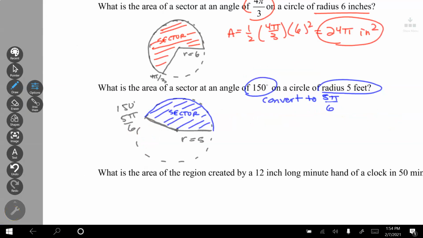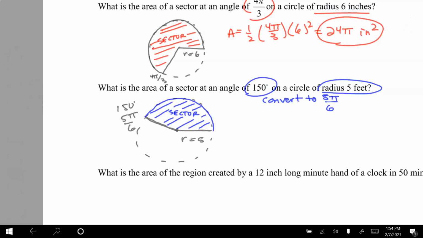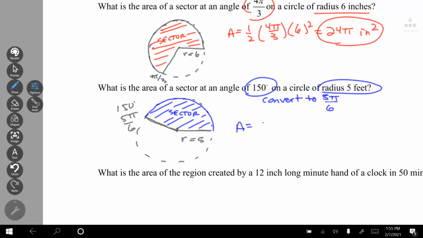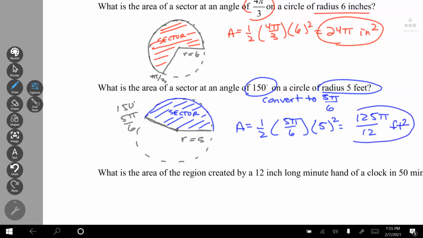Since this is the same problem as the previous page, except now I'm figuring out the area of the sector, I don't have to go through the whole process of converting it. I already converted the 5 pi over 6 on the previous page, so A equals 1/2 times 5 pi over 6 of theta times my radius squared. I get 5 squared times 5 is 125 pi over 12 square feet is how big that sector is going to be.